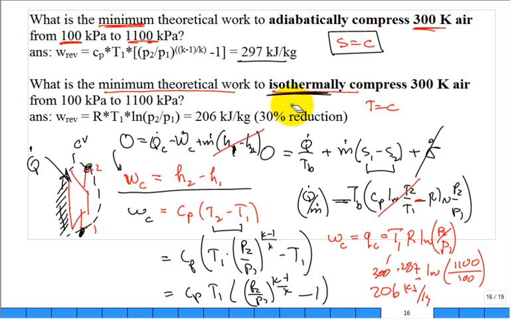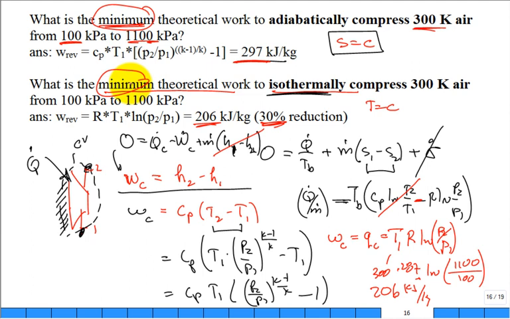Now, you compare 297 with 206. There's a 30% difference, a 30% reduction. Why is there 30% less? Friction, right? Had to be something with the friction to make it cheaper. No, nothing to do with friction. These are both minimum theoretical works. So what's the difference? What's the deal?